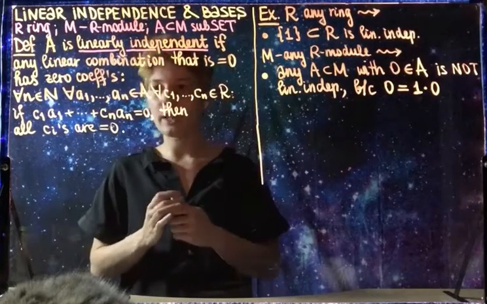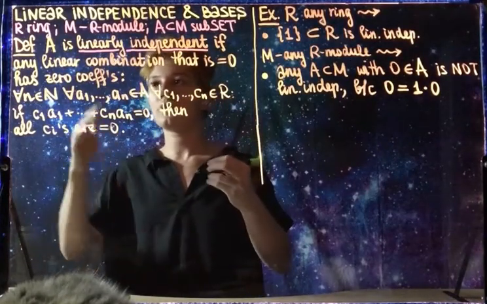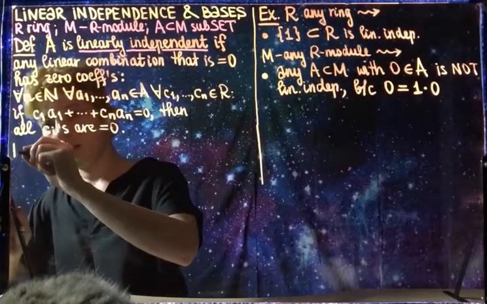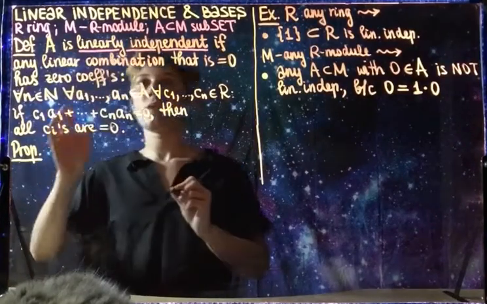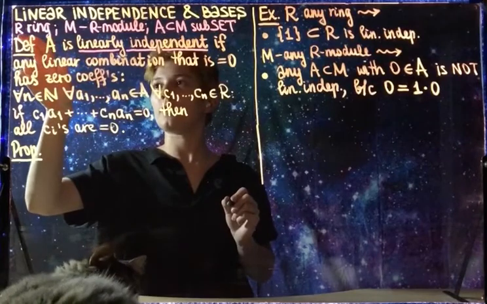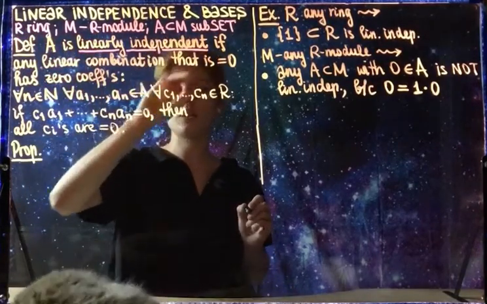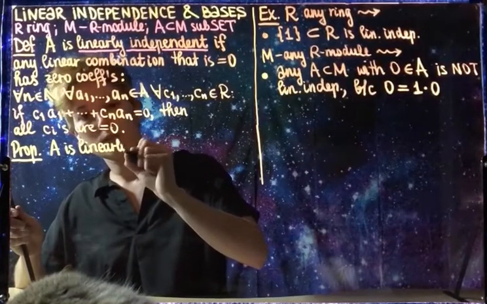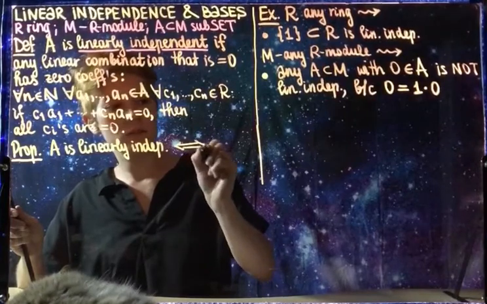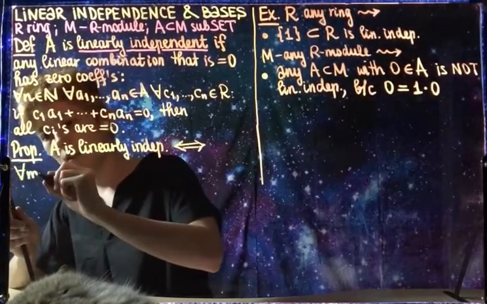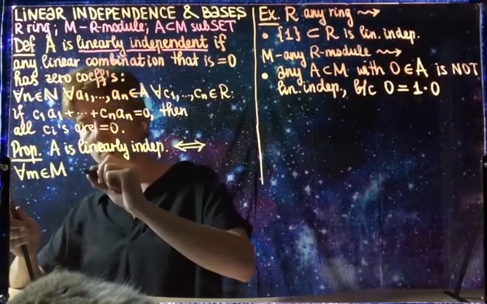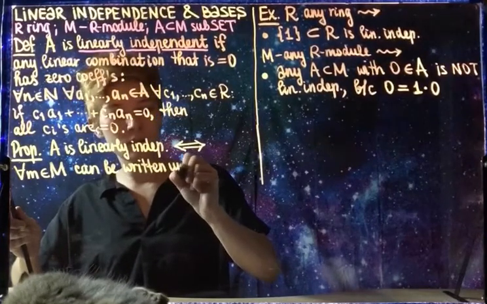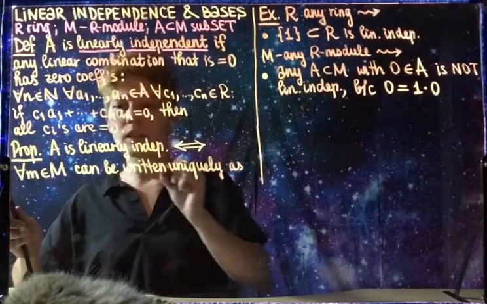Linear independence can be reformulated as a unique expression for elements of the submodule generated by A in terms of these elements in A. So, proposition. Again we have the same assumption: a ring R, an R-module M, and a subset A of the R-module. Then A is linearly independent if and only if any element of the module can be written uniquely as a linear combination of A.